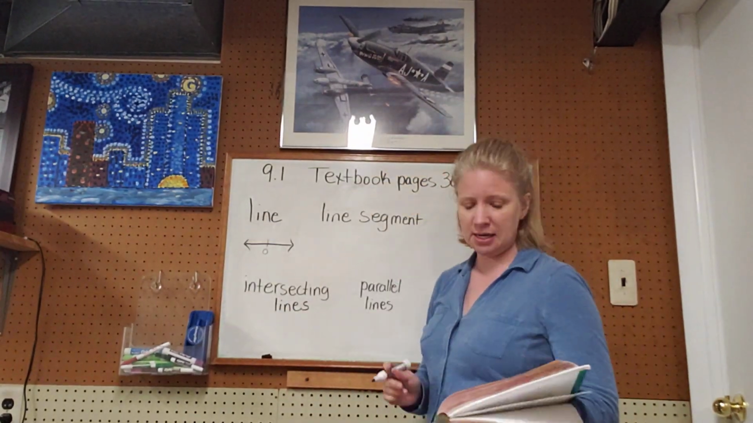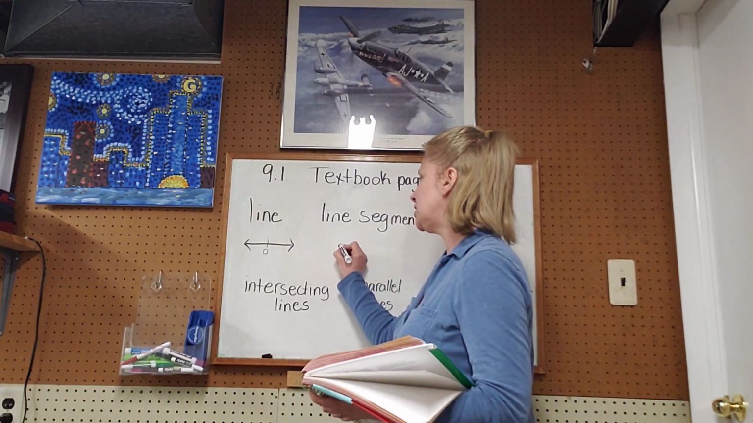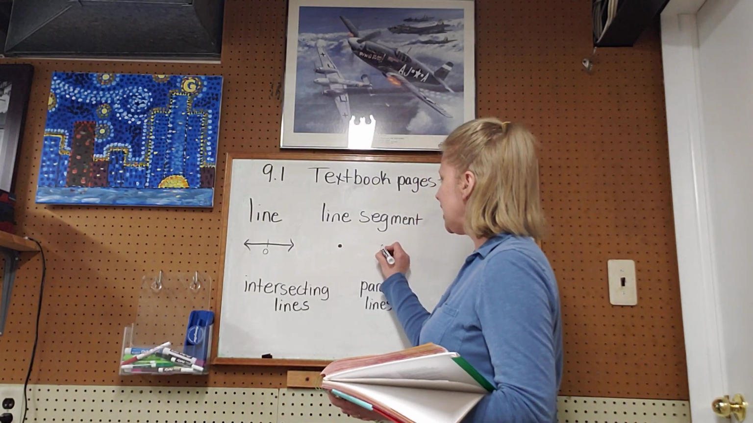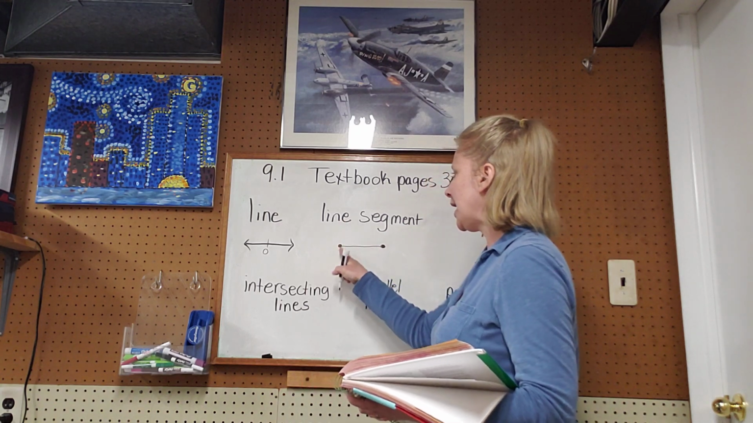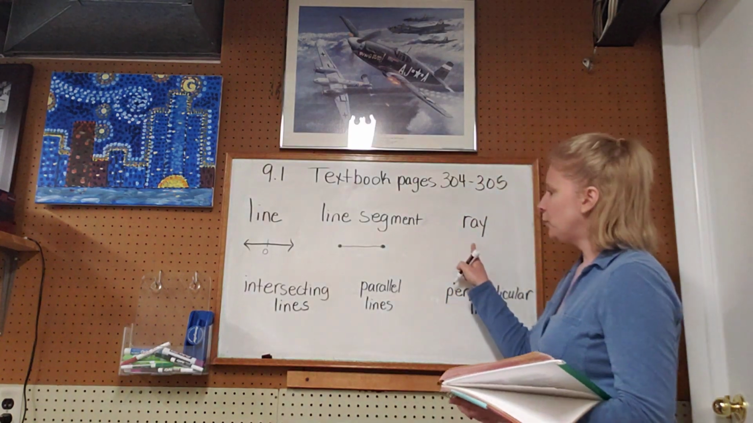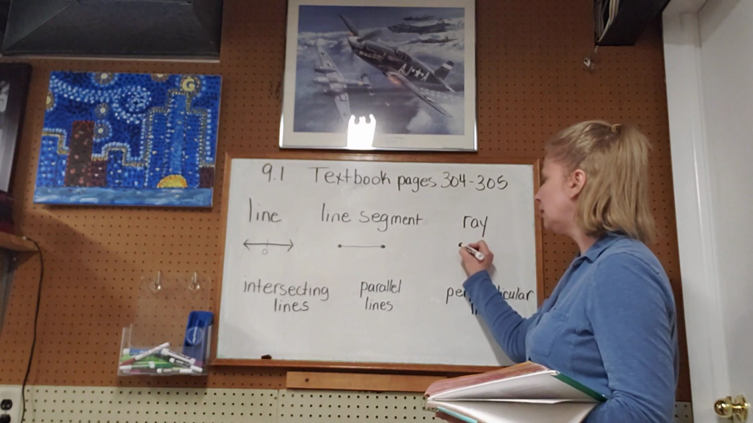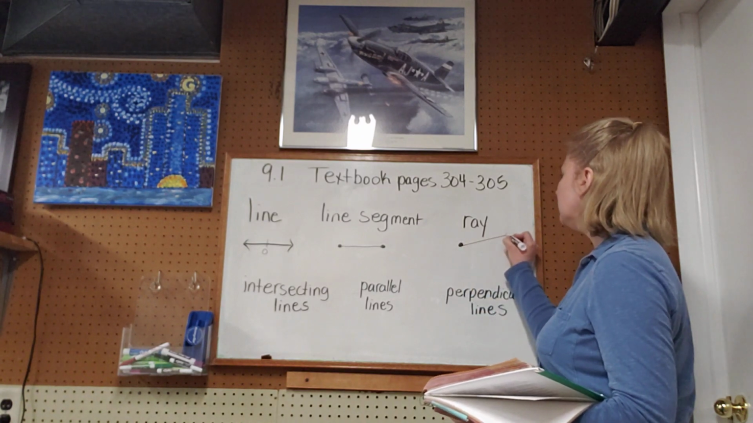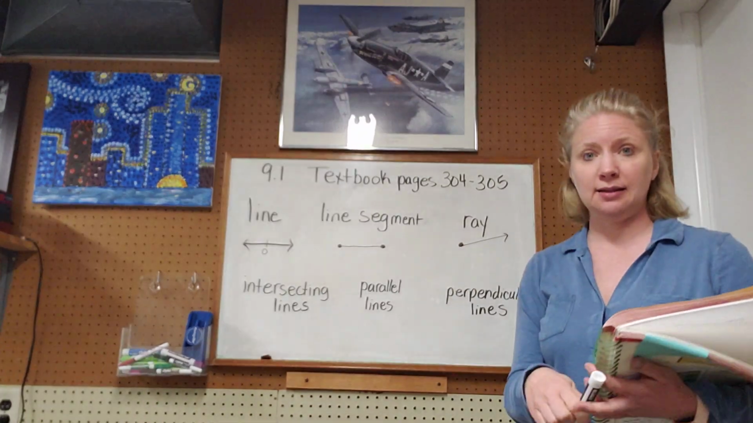For a line segment, you only have a portion of it. So you have a starting point and you have an ending point. And the line connects. So it's a piece of the line. For a ray, you have a starting point, and then it continues forever. All the numbers from that point on. That's a ray.